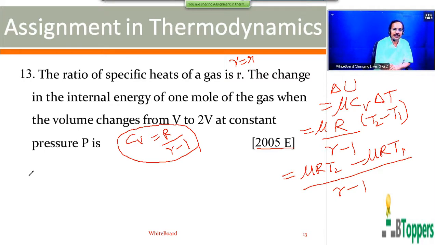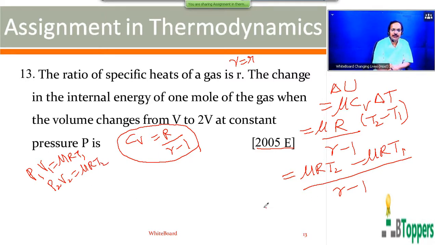Applying the perfect gas equation to the initial and final conditions, you can write in the general case P1 V1 equals nu R T1, and P2 V2 equals nu R T2.